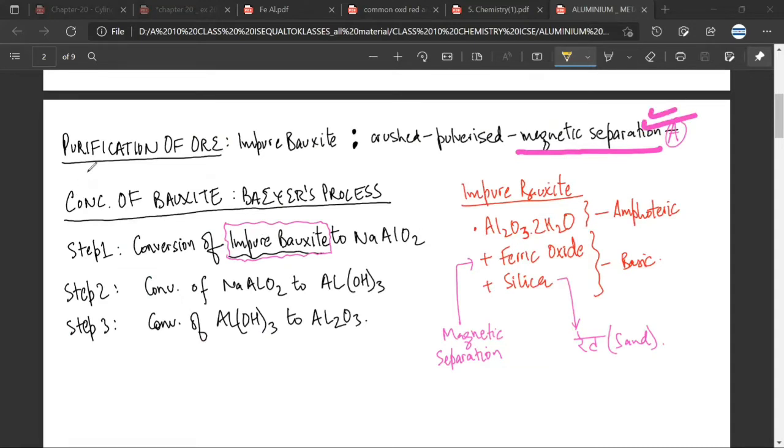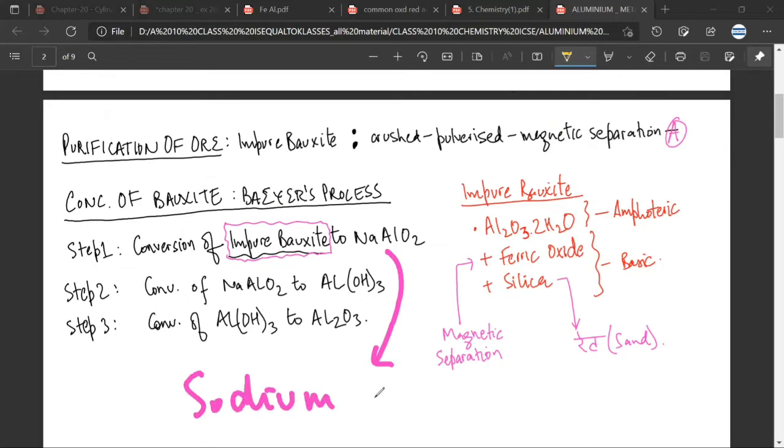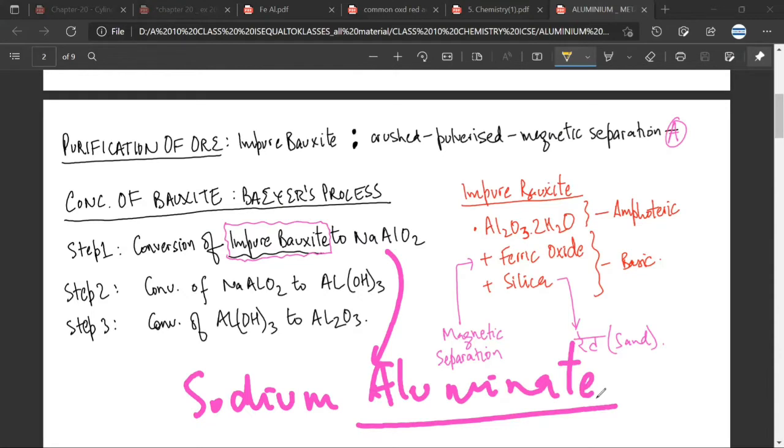Now here the reactions etc. will start, and these are the important things that we have to take care of. So first is conversion of bauxite to NaAlO2. Now one thing that you need to understand is that sodium aluminate, the name of the compound is sodium aluminate. Now one thing that you would have understood in the salt chapter was that sodium compounds are always soluble. Do you remember? Yes, sir. And this compound is insoluble. Do you remember? Yes, sir.